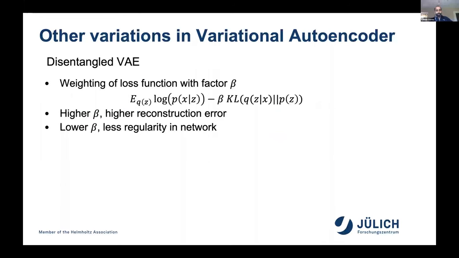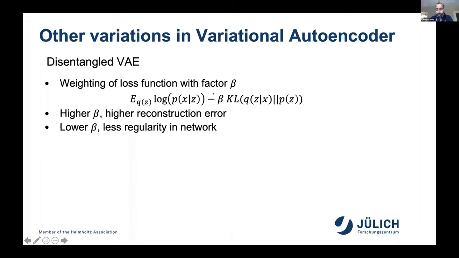So there are other versions of autoencoder. I think I'm already running out of time, so I would quickly go through this part. What I found very useful, at least if you are going to use a variational autoencoder at some point, is also to explore a so-called disentangled variational autoencoder. In this case, there is a weighing factor given by this parameter beta here. So the KL divergence term is weighed with this beta term.